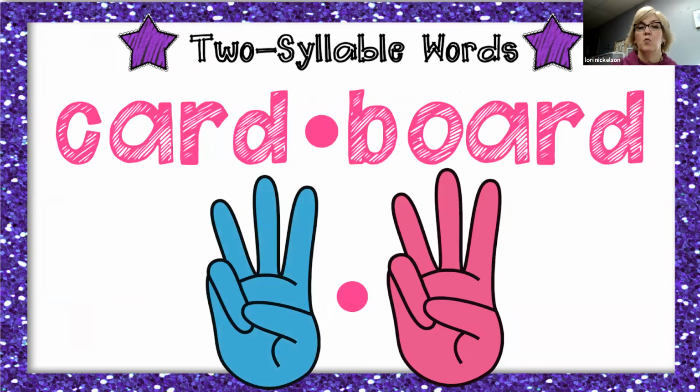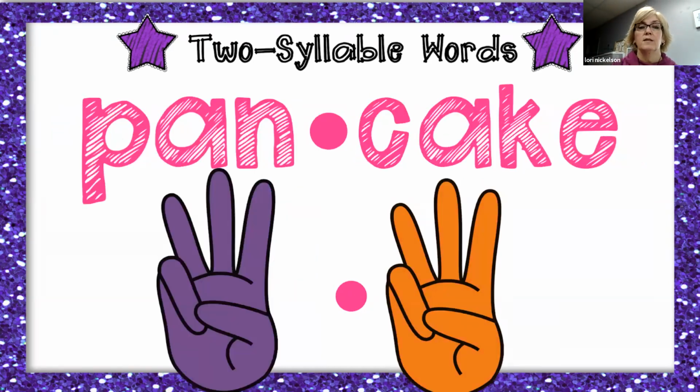Let's do cardboard. Card. 3. Board. Board. So we have 3 there. Cardboard. Let's do pancake. N, 3. K is 3.